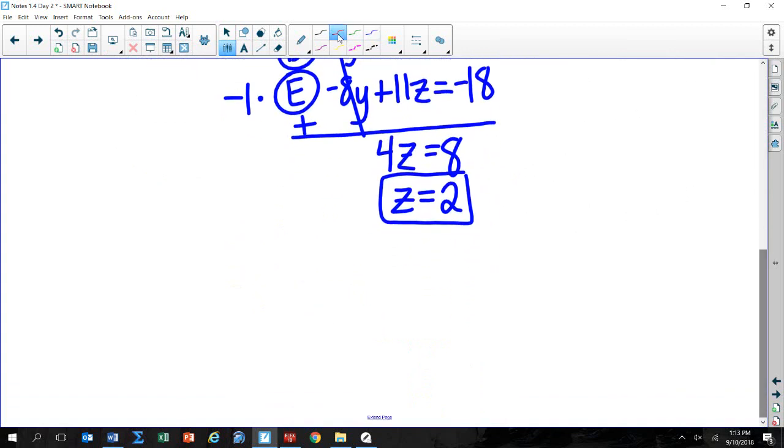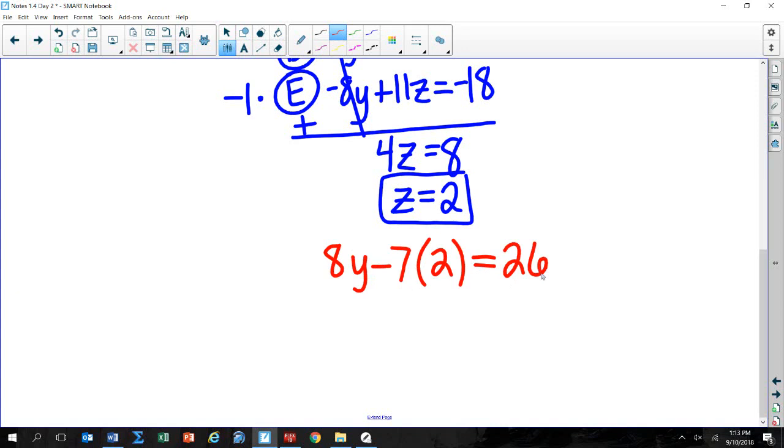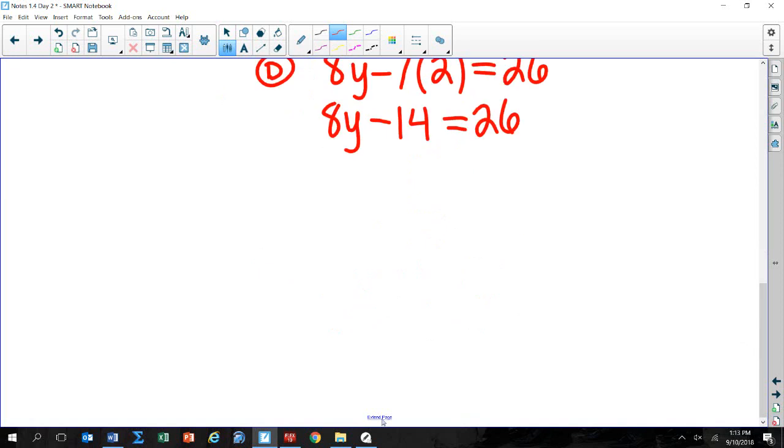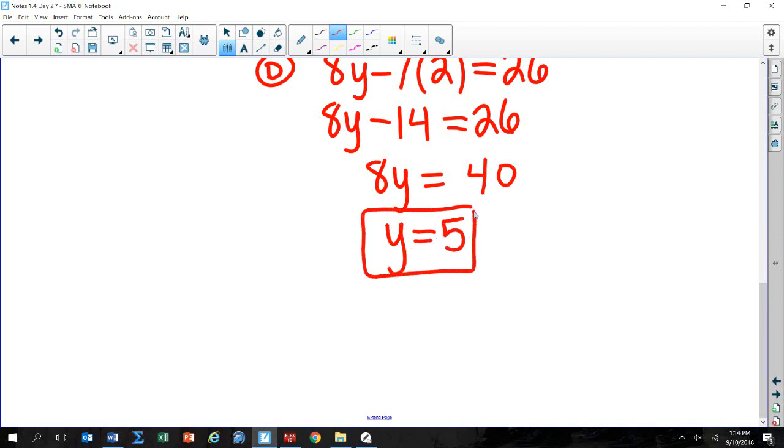Pam, read me what that would be if I plugged it in. 8y minus 7z equals 26. So I'll plug in 2. So we have 8y, and I'll label it that we plugged it into D, minus 14 equals 26. Add 14 on both sides. What would that be? 40. Divide both sides by 8, y equals 5. Woohoo! We got 2 of them now.